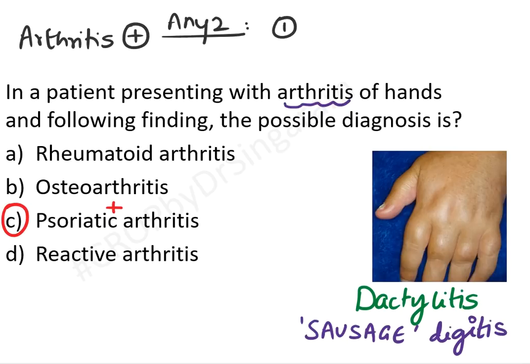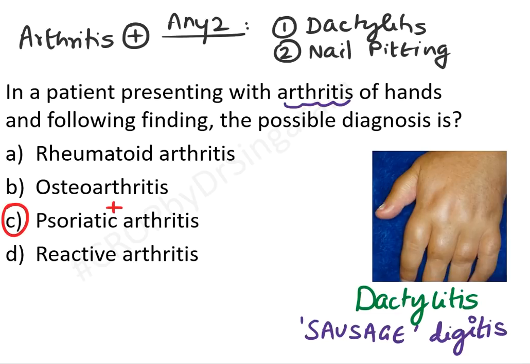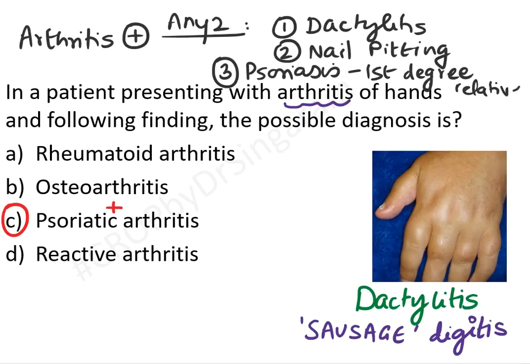What could be the findings which are possible? One is dactylitis, which is what is given in the picture. Second is nail pitting, right, that can be present. Third is psoriasis in a first degree relative. Psoriasis, that's a family history. Psoriasis in a first degree relative. Out of these three points I have mentioned, if any two are present along with arthritis, then also you can say it's a case of psoriatic arthritis. Let's move on to the next question.